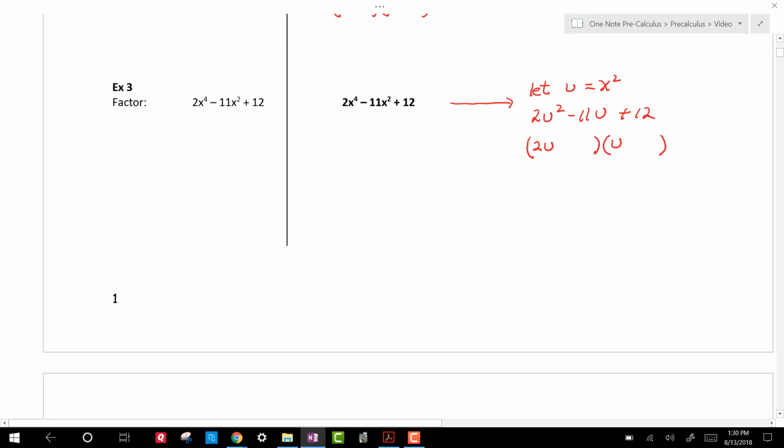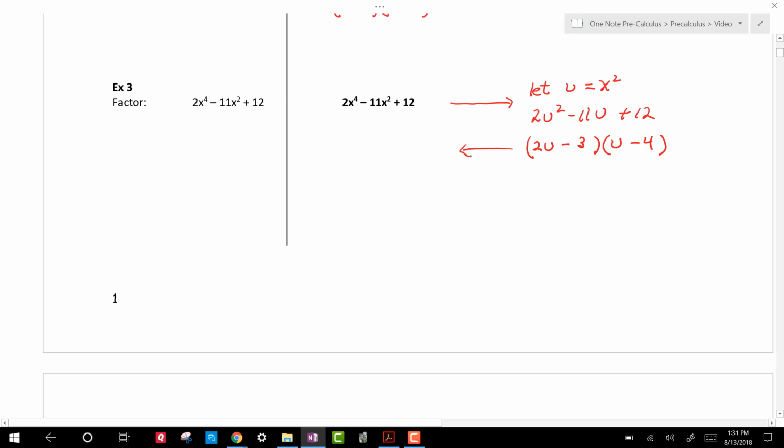It could be 1 and 12, it could be 2 and 6, it could be a number of different things, but because my middle term's negative, I know that whatever pair of numbers I pick to go in these parentheses, they've both got to be negative, because they're going to add to a negative in the middle, and they're going to multiply to a positive at the end. So if I choose negative 3 and negative 4, if you check your FOIL, you get 2u squared minus 8u minus another 3u, so that's going to give me negative 11u, and then negative 3 times negative 4 is positive 12.